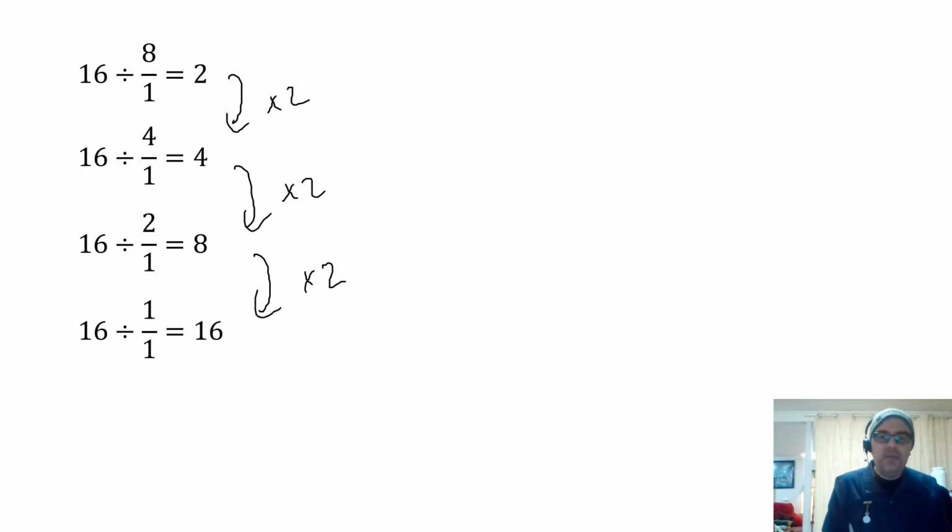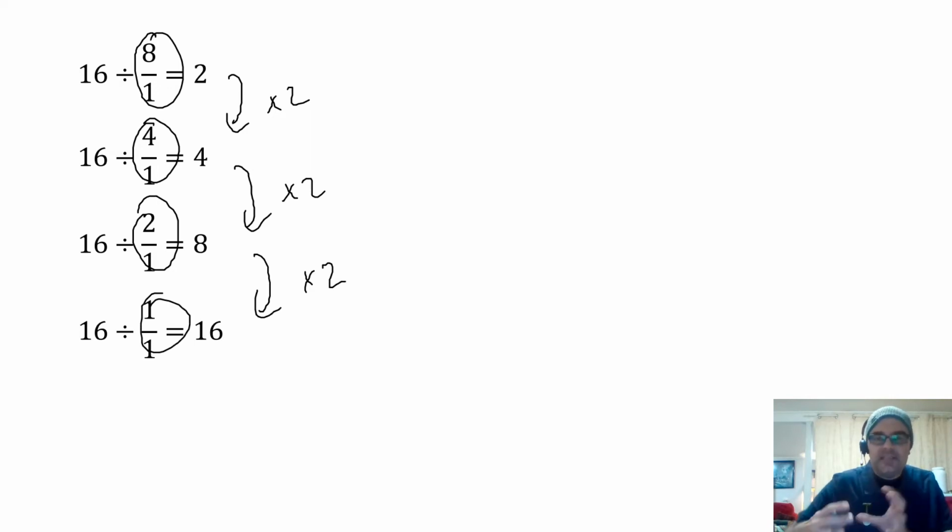Okay, so that means when I'm halving my second fraction, so these are the ones that are all getting halved, then my result is doubled. So let's go to the next logical sequence of what would happen. What would be the next half? Well, the next half, a half of 1 would be a half. So we could guess that 16 divided by a half would be double of 16, which would be 32.